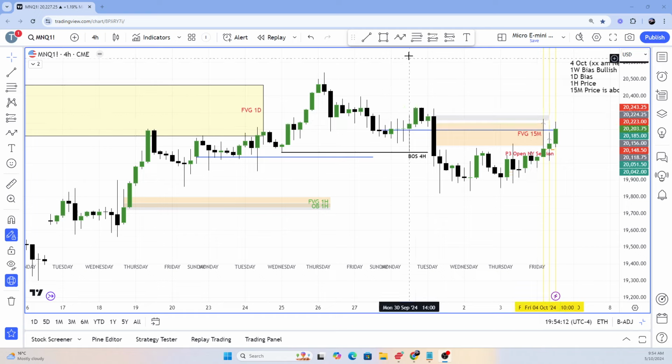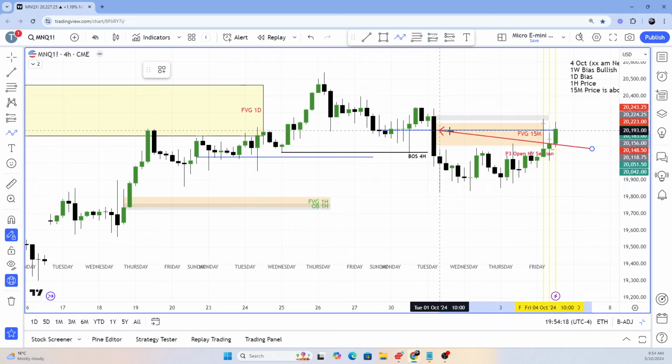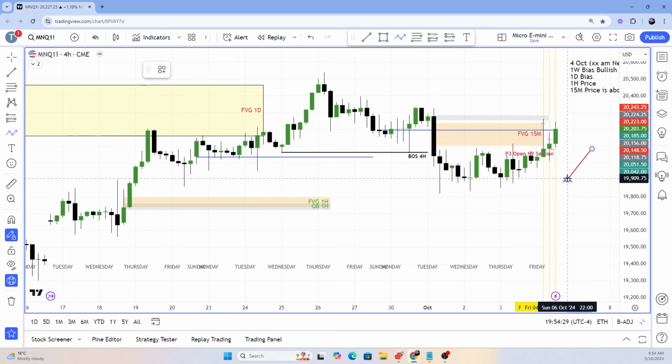Okay, so in the 4-hour chart, there was nothing much in the day. However, we noticed that there's an imbalance, a 15-minute imbalance. So as said in the daily chart, there was a chance for the price to go and fill the imbalance. So that's nothing much. There was nothing much in the 4-hour chart. Let's see the next chart.